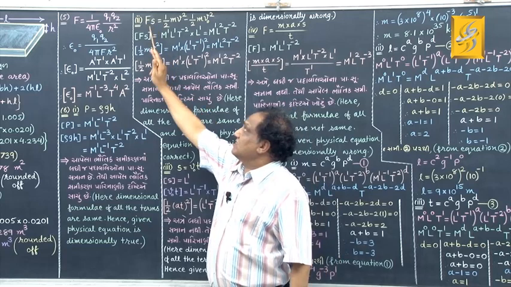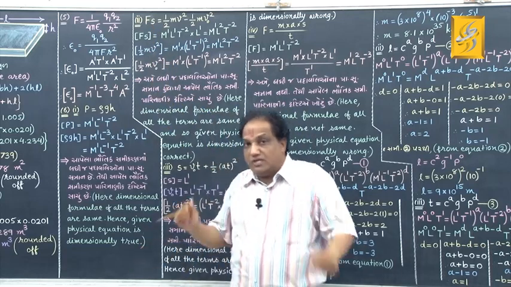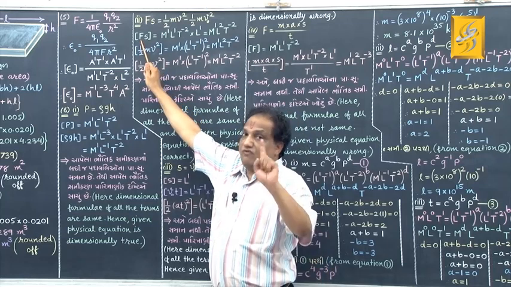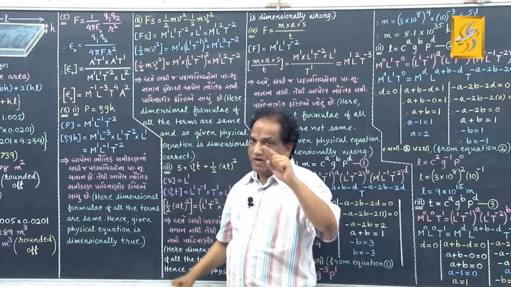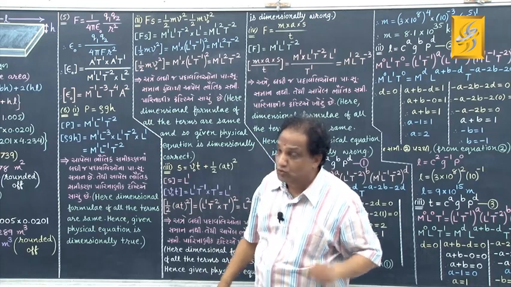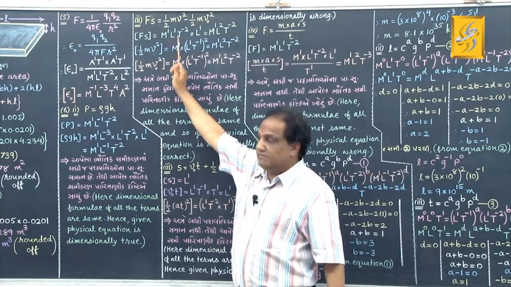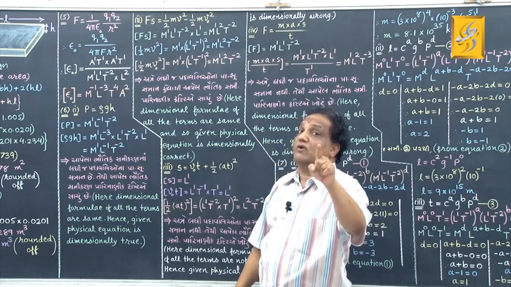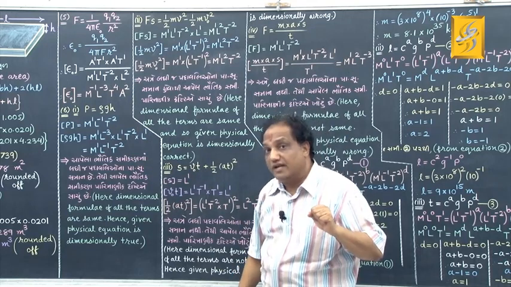Come on, for this first term F into S, what is the dimensional formula? First of all, it is force. For force, you must have remembered M raised to 1, L raised to 1, T raised to minus 2. Same formula written here, multiply by displacement, and for that you have to write down for length. For length, it is L raised to 1.